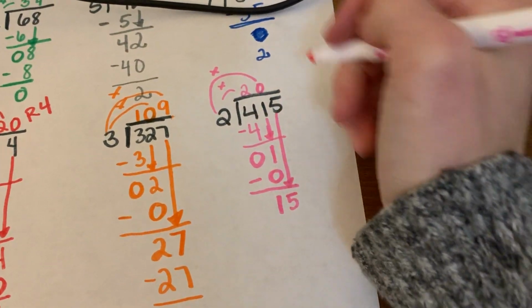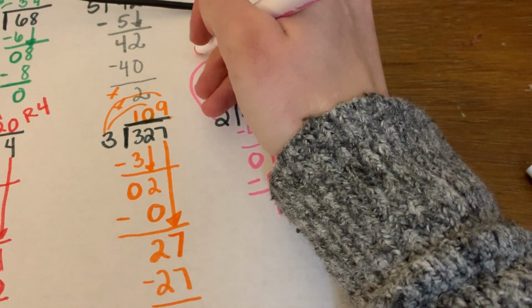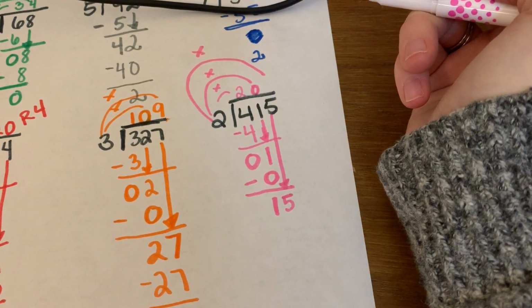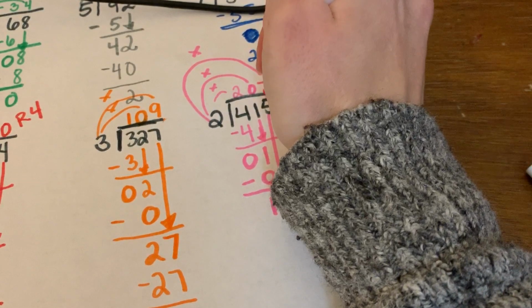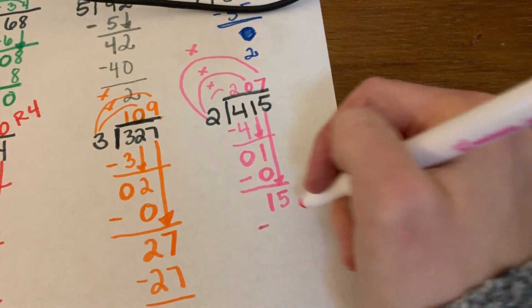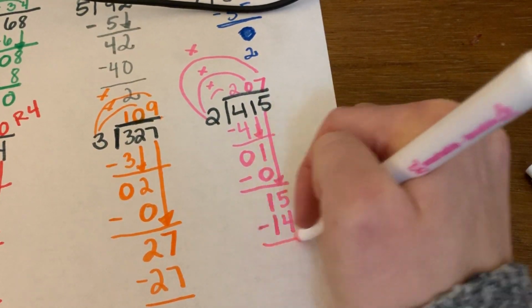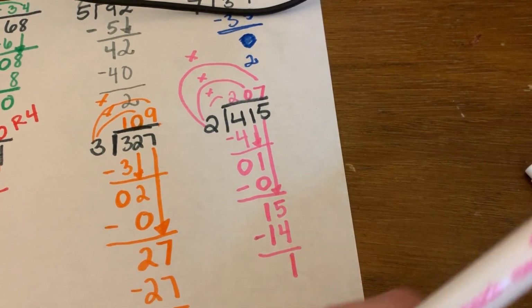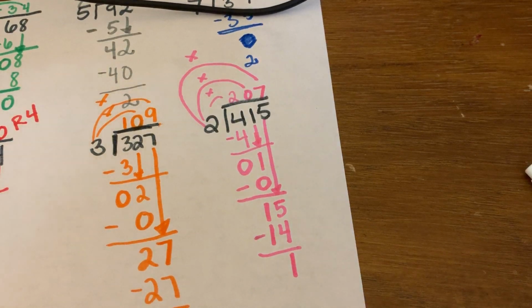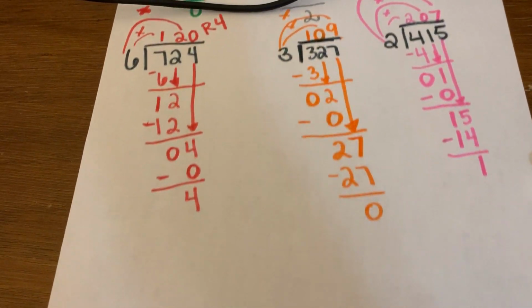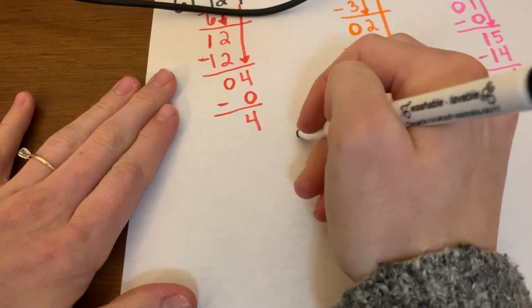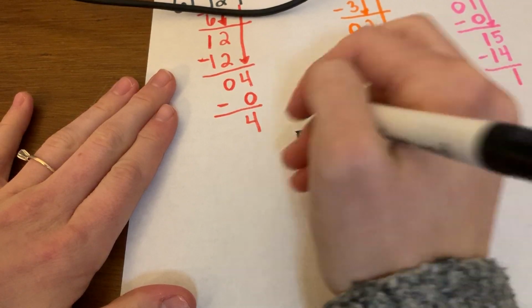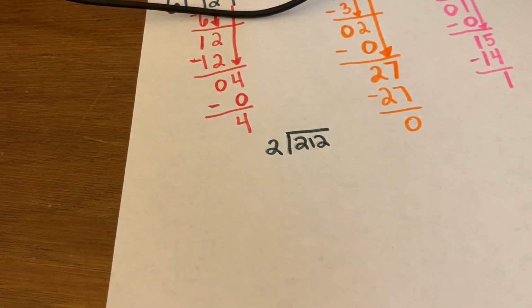I have 15. 2 times what gets me as close to 15 as possible? 2 times 7 is 14. 15 take away 14 is 1. Okay? I'm going to have you try one on your own now. 212 divided by 2. Go ahead and try that.